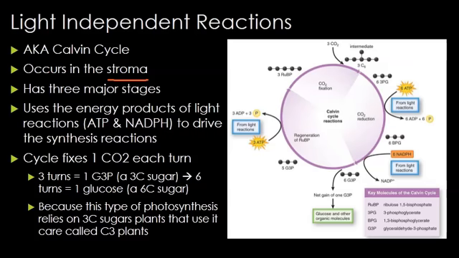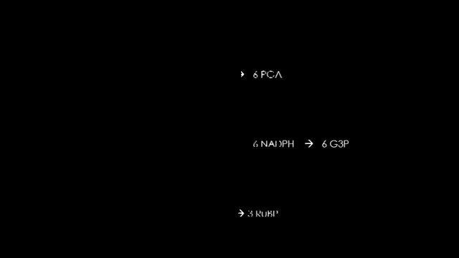But the big thing here is that you take in CO2, you use the energy produced by the energy-building reactions, or the light-dependent reactions, here, here, and here, to produce sugars. For every 3 CO2 that you bring in, you produce 1 G3P, which is a base sugar to build lots of other things. So if I have 2 G3Ps, I can have 1 6-carbon glucose.